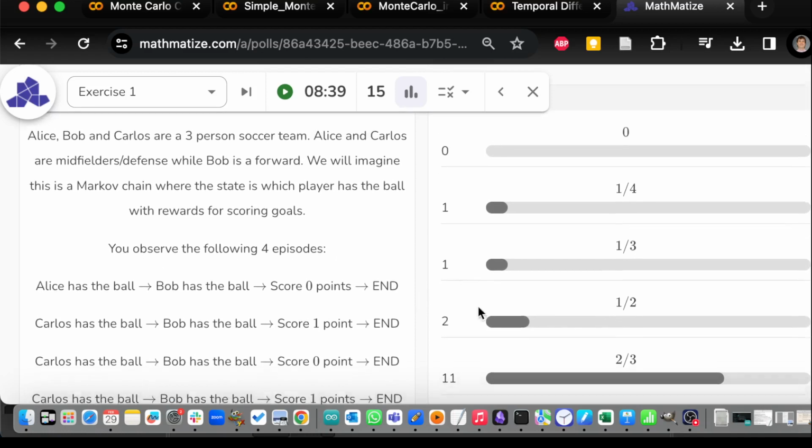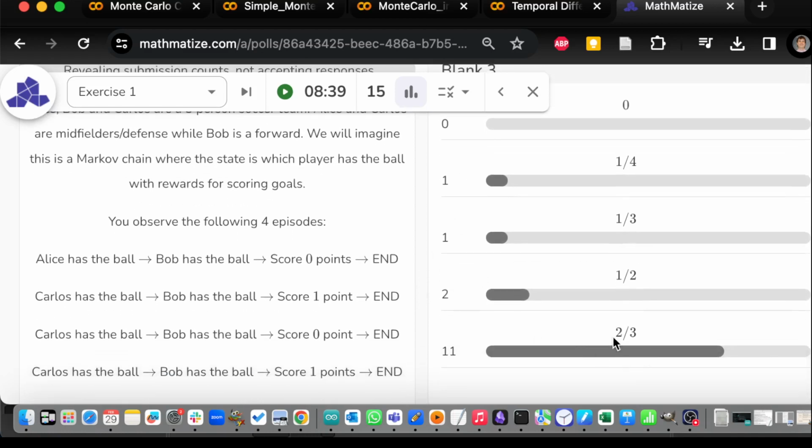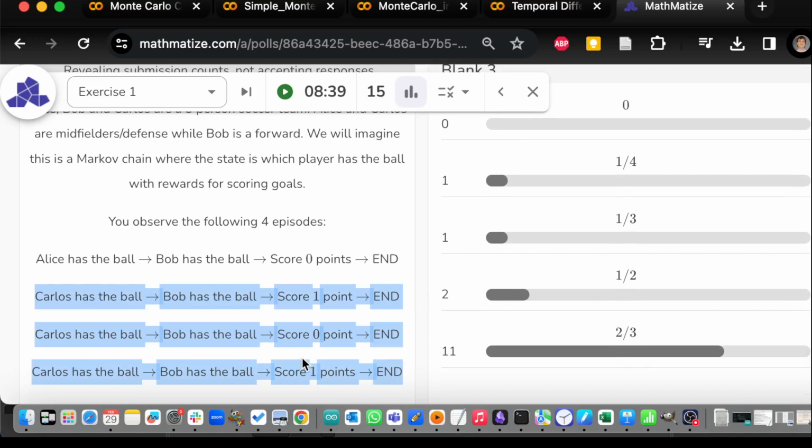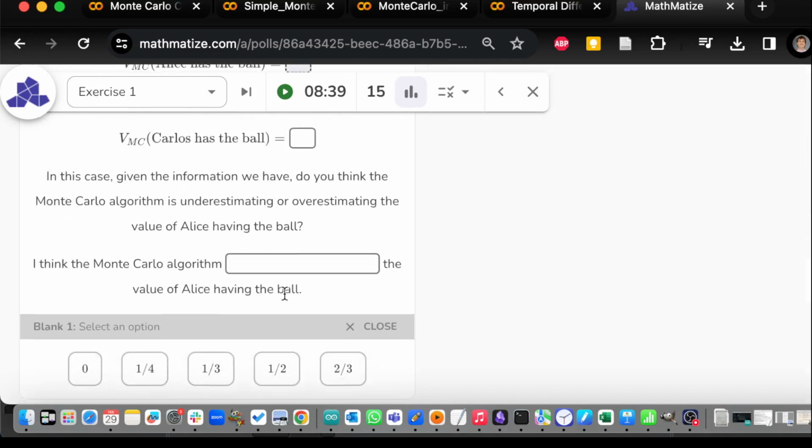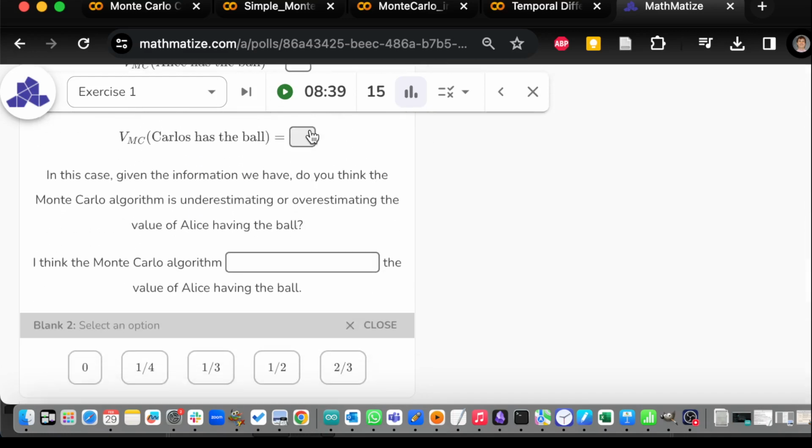And last but not least, Carlos. A little more spread out, but again, 2/3 is the right answer. There are 3 episodes where Carlos has the ball. So there's 3 things we're averaging, and in 2 of those universes, we scored, and in 1 universe we didn't score, so 2 out of 3. So that's perfectly correct. So very well done. You guys understand the Monte Carlo algorithm.